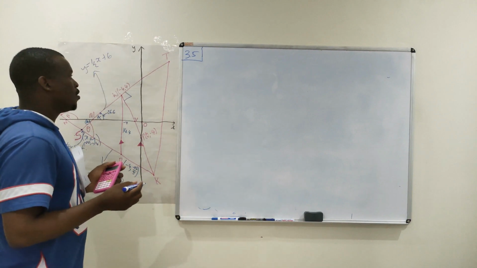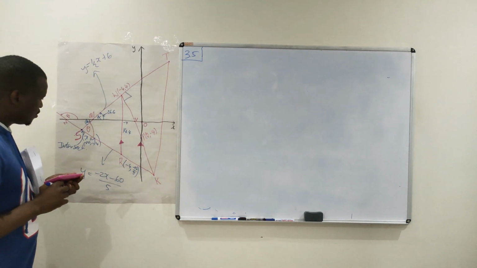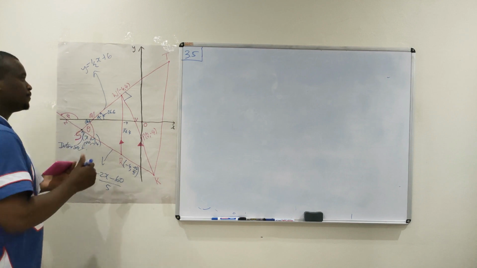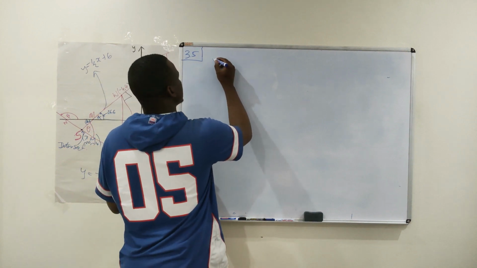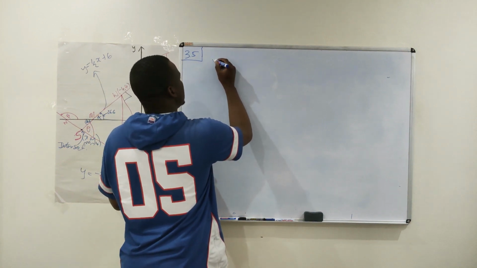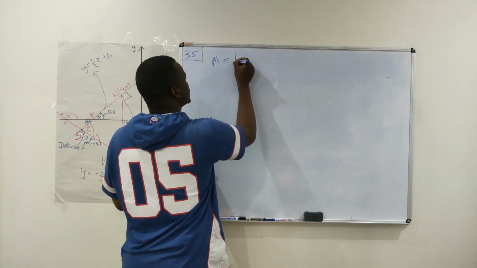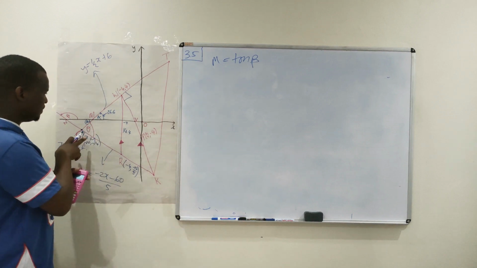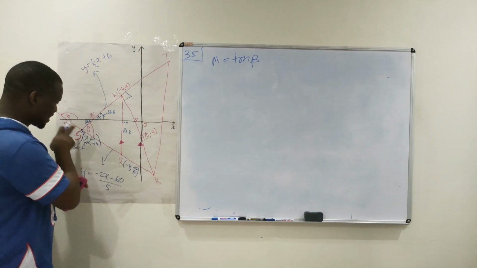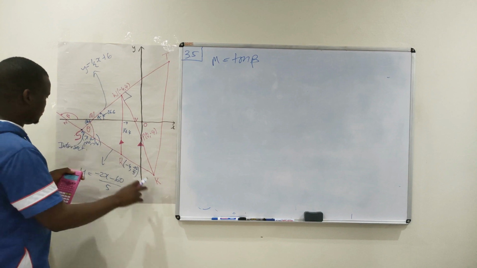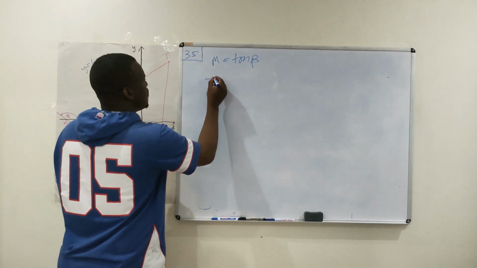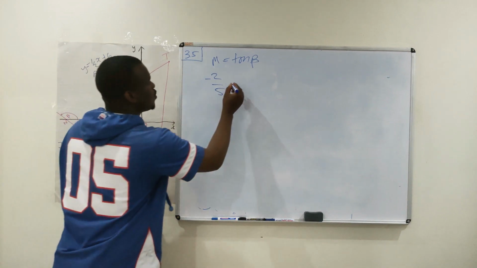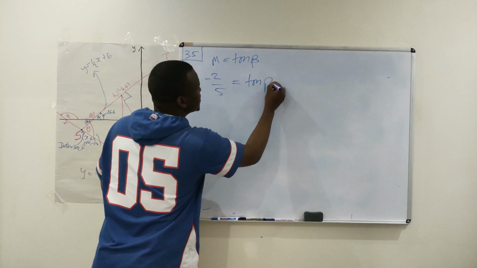Okay, so now what we're missing is to find beta, right? So we say, okay, M is equal to tan beta. What is our M? Our M is the gradient of this line NK or SK, which was minus 2 over 5. We're given this, minus 2 over 5, is equal to tan beta.